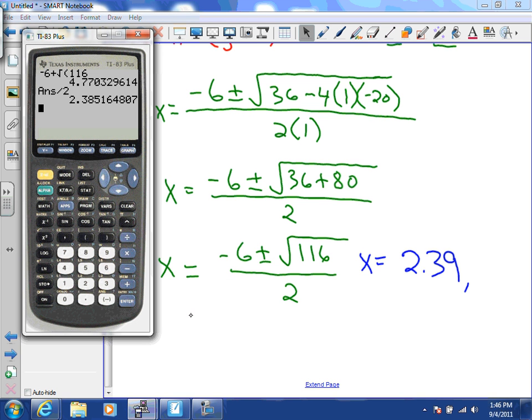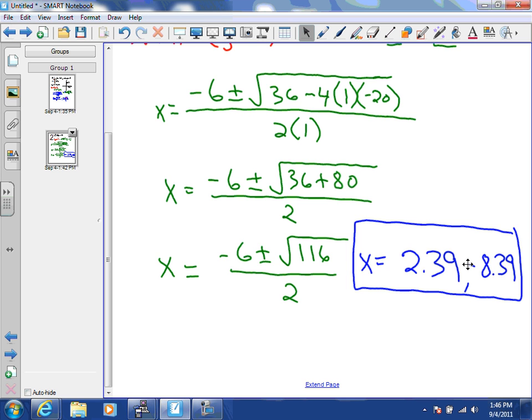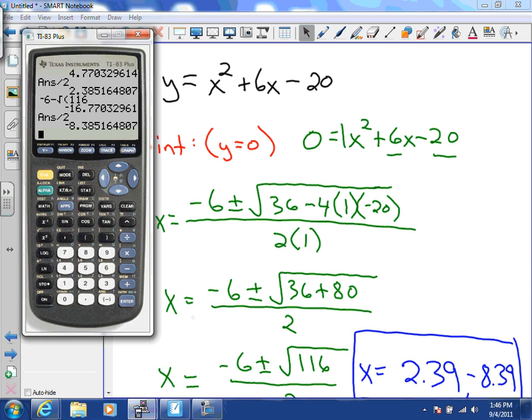The other answer we are going to get by using the minus sign. So negative 6 minus the square root of 116. Take that answer and we're going to divide that by 2. And we're going to call this negative 8.39. Those are our x-intercepts. Now I can demonstrate this by looking at the original equation.